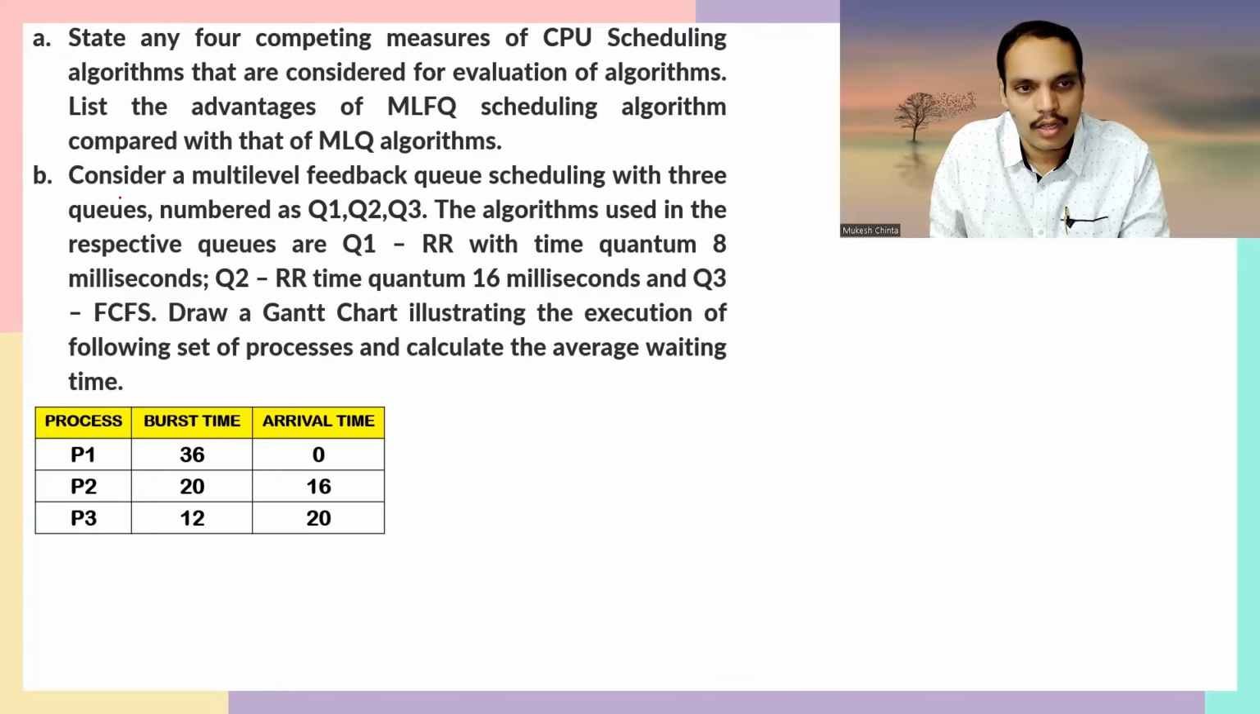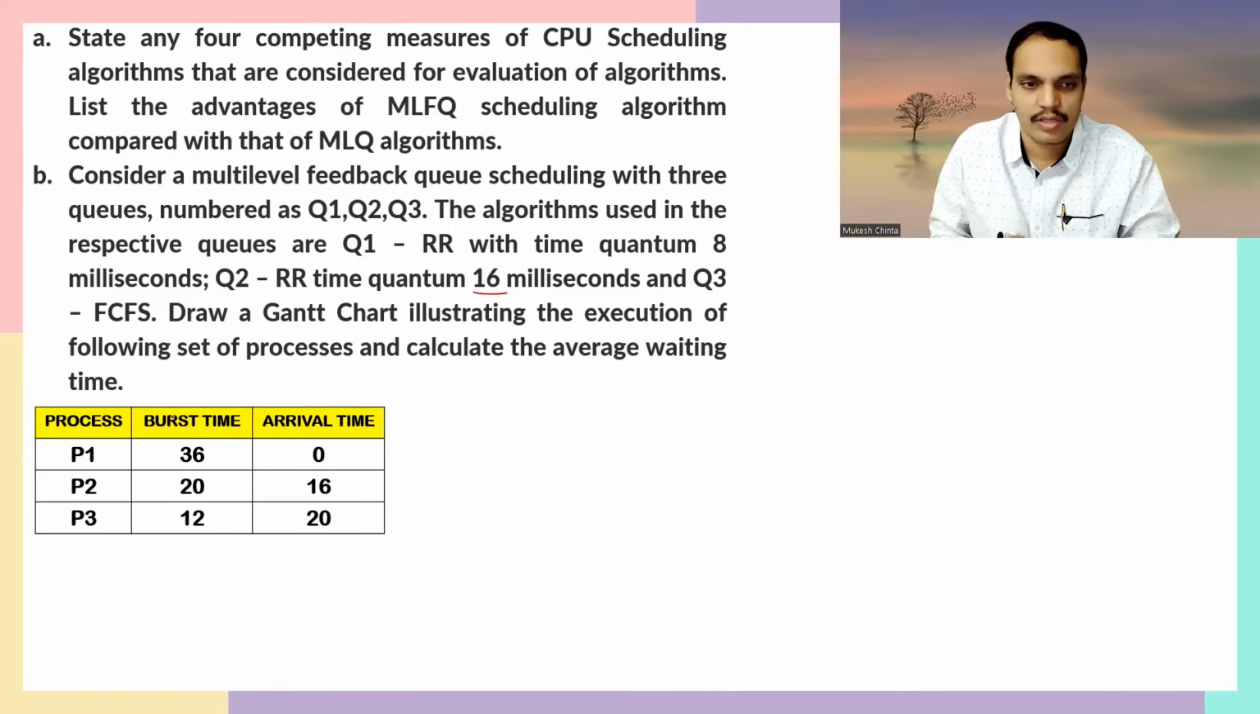Let's go to B. Consider a multi-level feedback queue scheduling with three queues numbered Q1, Q2, Q3. The algorithms used in the respective queues are Q1 with round robin of 8 milliseconds, Q2 with round robin of 16 milliseconds, and Q3 with FCFS. Draw a Gantt chart illustrating the execution of the following set of processes and calculate the average waiting time.